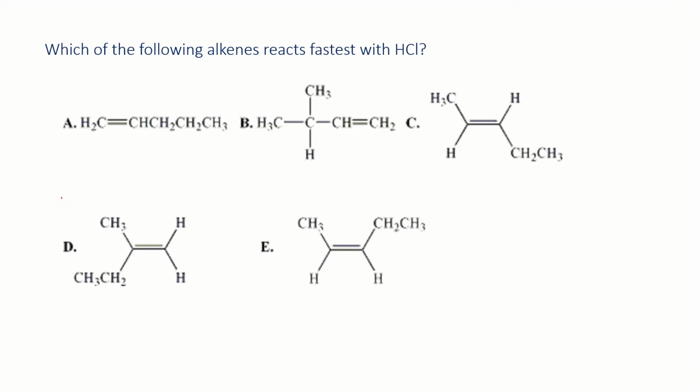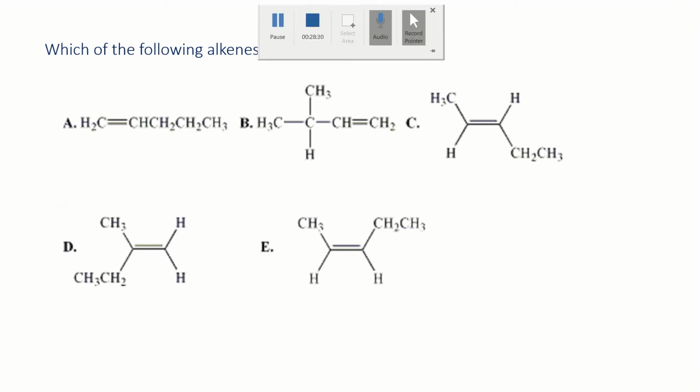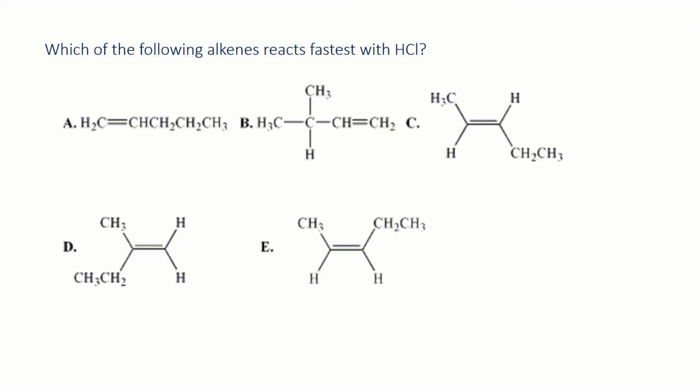So I could ask a question like this: which of these will react faster with HCl? Hint: the species that produces the most stable carbocation when it is protonated. Pause right here and work on this.